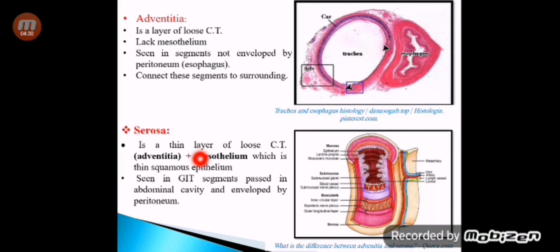While serosa is a thin layer of loose connective tissue, meaning it is a layer of Adventitia covered by mesothelium, which is thin squamous epithelium, and seen in GIT segments passing in the abdominal cavity and enveloped by peritoneum. So in these segments, the outer layer is covered by a thin line of squamous epithelium named mesothelium. So the main point of differentiation is the presence or absence of mesothelium. If it is present, it means it is Serosa. If it is absent, it means it is Adventitia.